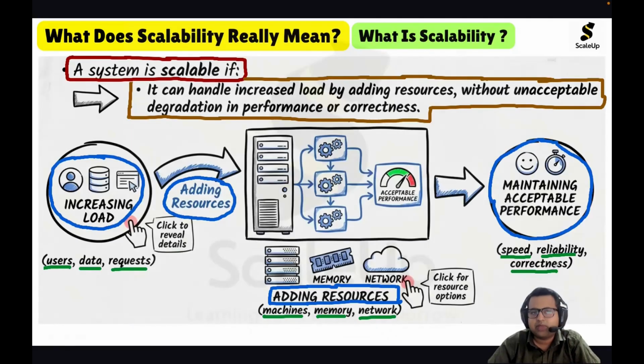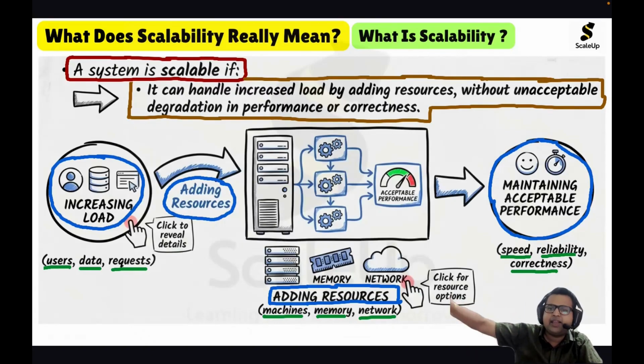So a system is said to be scalable if it can handle an increased load, that is, an increase in users, data, and user requests, by adding resources, that is, more compute power, more memory, and more network bandwidth, without unacceptable degradation in performance or correctness, maintaining acceptable performance. So the system can handle the increased load while maintaining acceptable performance, like speed, reliability, and correctness. So this is scalability.